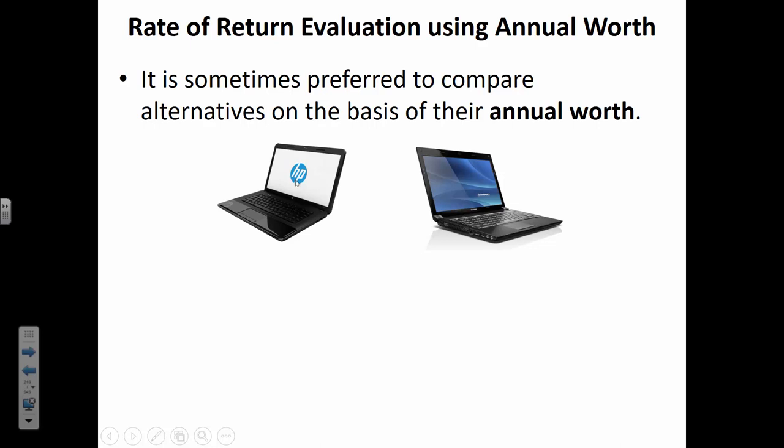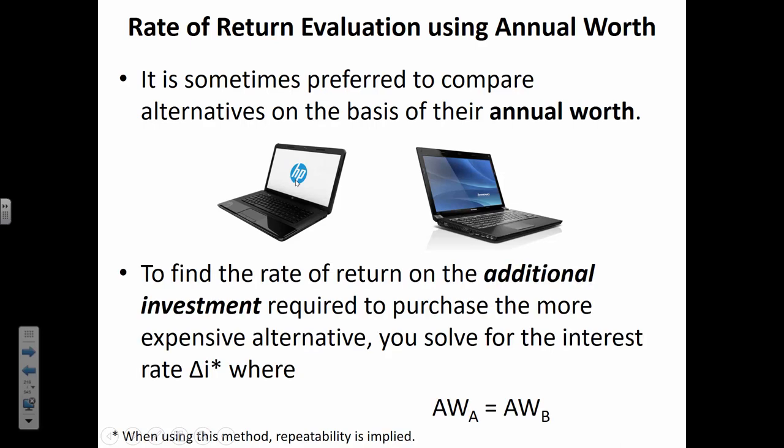And the question is, when you do it on an annual basis, what about comparing them incrementally? So the difference in cost of one alternative compared to another. That incremental annual worth analysis will tell us the rate of return on the additional investment required for the more expensive alternative. So if the HP costs more each year than the Lenovo, hopefully you're somehow more capable with the HP. Maybe it boots up faster, or it's somehow better. Maybe it has a wireless modem that allows you to be productive while you're traveling. So it costs more, but you get more work done, so it's more valuable. So the question is, is that extra capability worth investing in? What's the rate of return on the extra amount, but we're doing it on an annual basis?